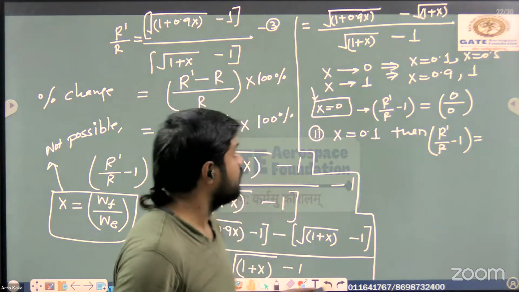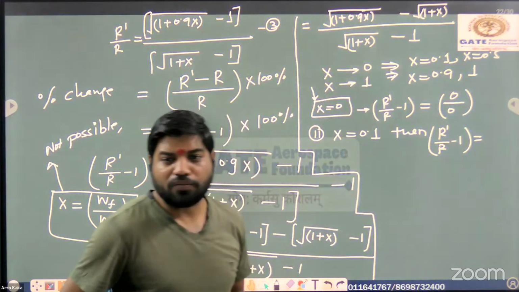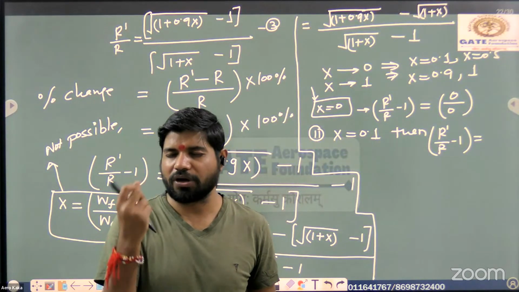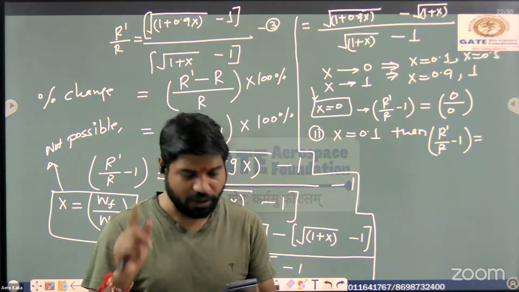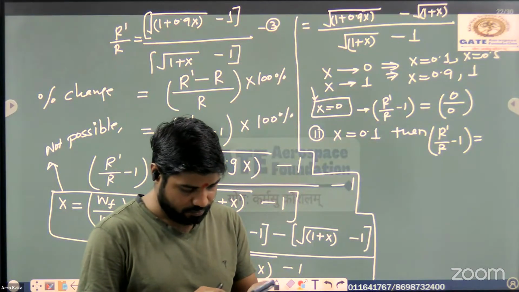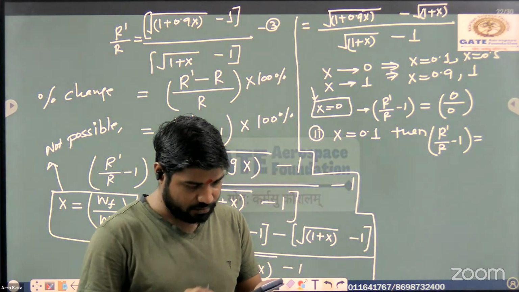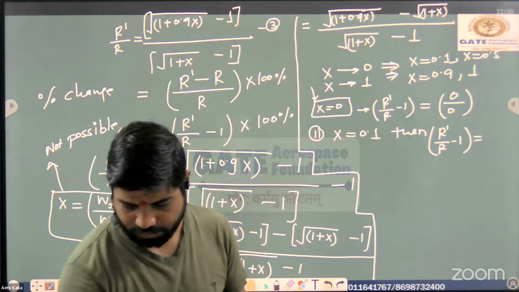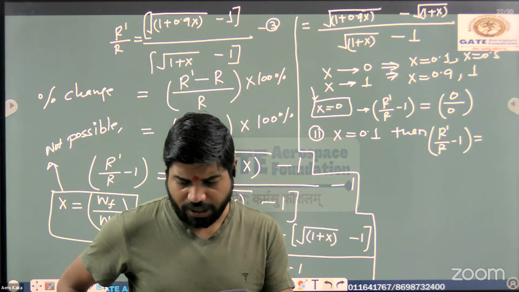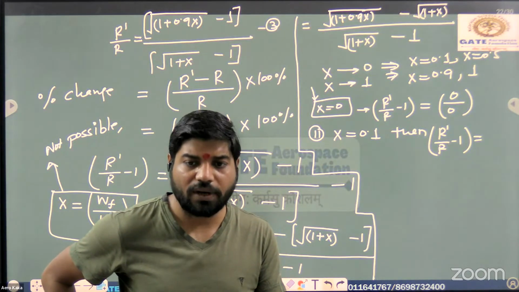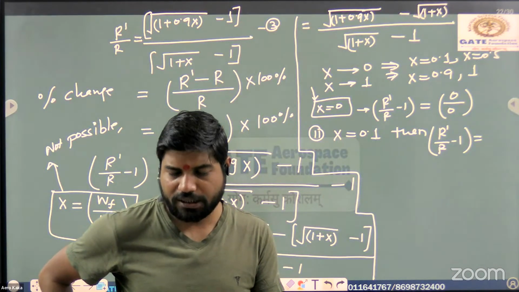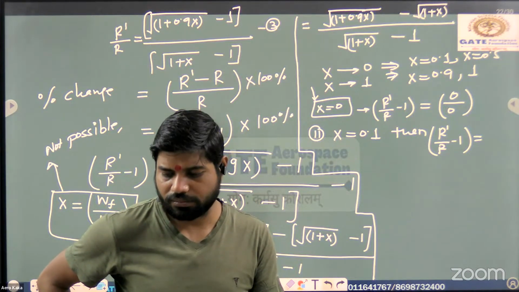divided by root of 1 plus x. What is the root of 1 plus x here? X you are considering is 0.1. So how much will you get? Root of 1.1 and then minus 1 here. So root of 1.1 minus 1. How much are you getting? Are you getting around minus 0.0978 something? Please verify. I'm getting 0.0978 something, please verify.